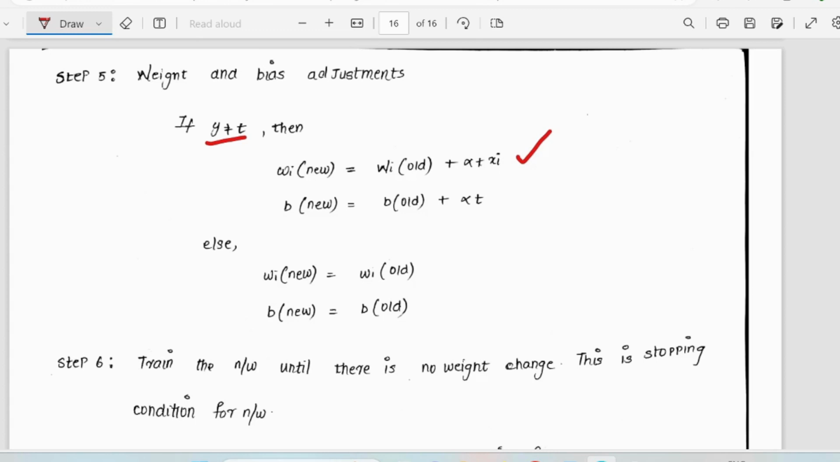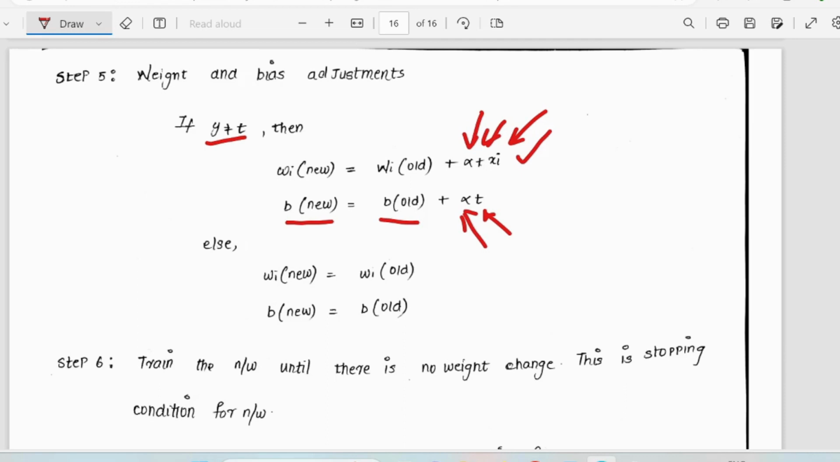Wi new, that is the new weight, will be equal to the old weight plus alpha times t times xi, where alpha is the learning rate, t is the target vector and xi is the corresponding input. We also saw a new term called bias, which helps you force the output to a particular value. The new bias value is got by the old bias plus learning rate times the target vector. So this is how you will get the bias.